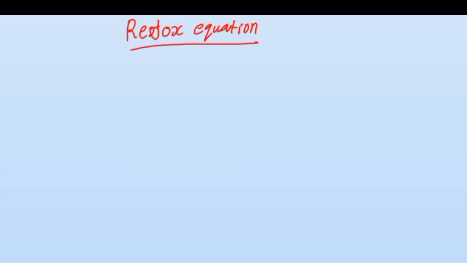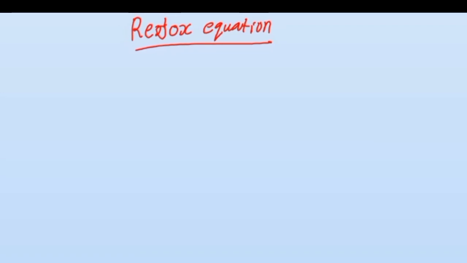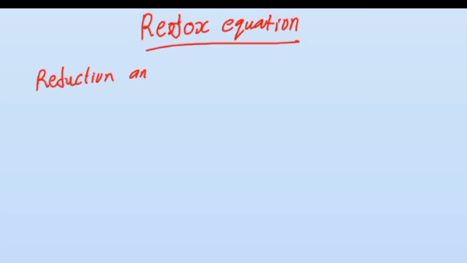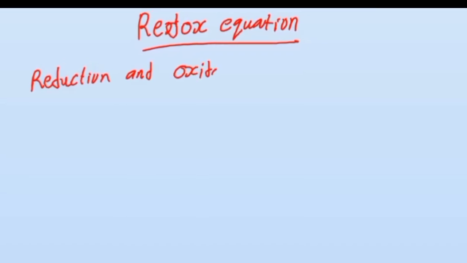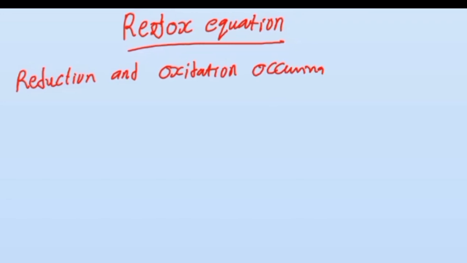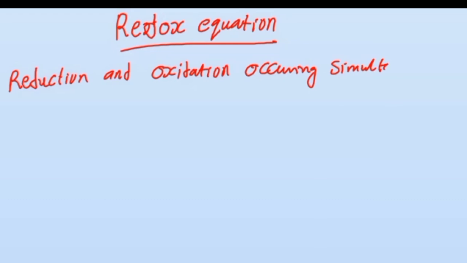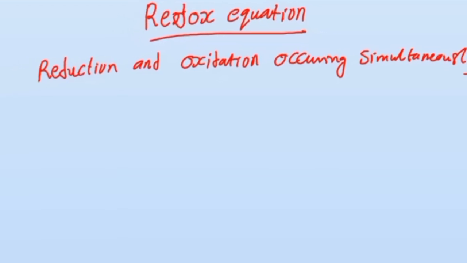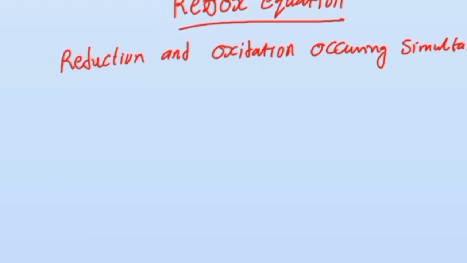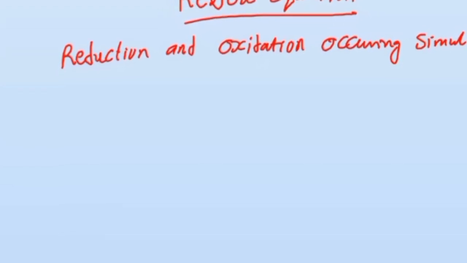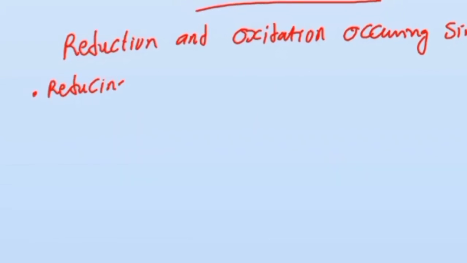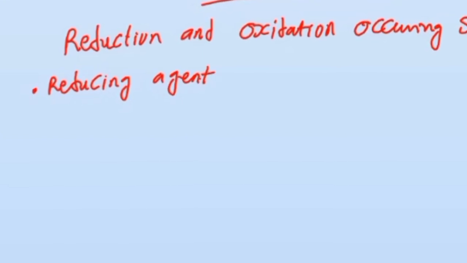First of all, you must understand that a redox equation is an equation that involves both reduction and oxidation occurring simultaneously, which involves the presence of a reducing agent and an oxidizing agent.